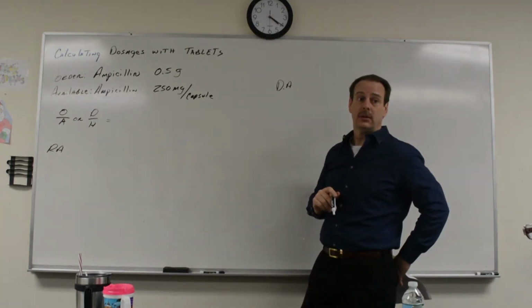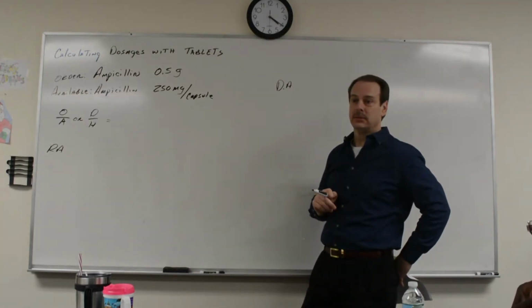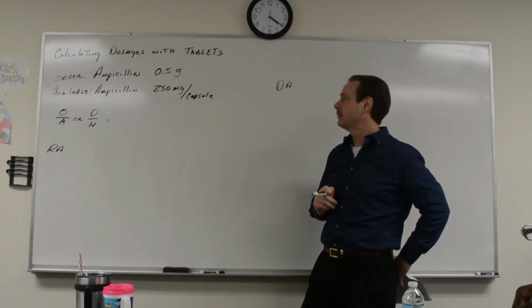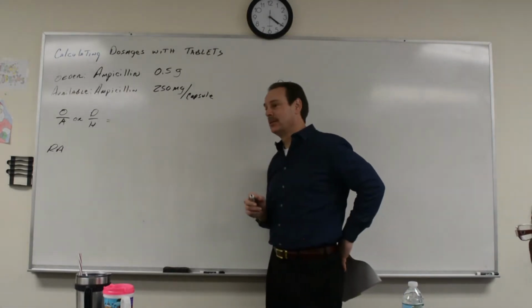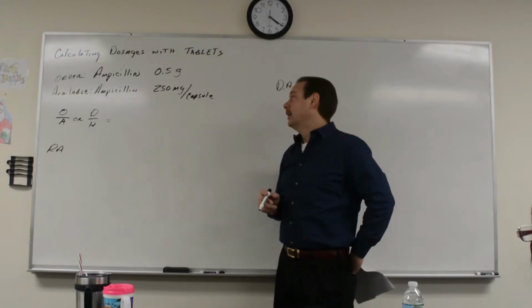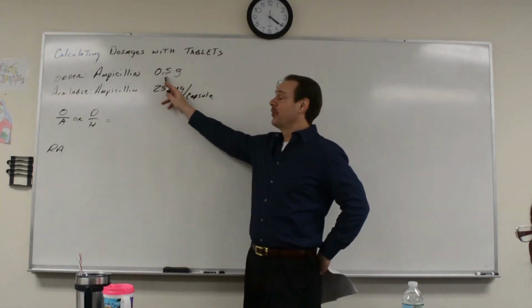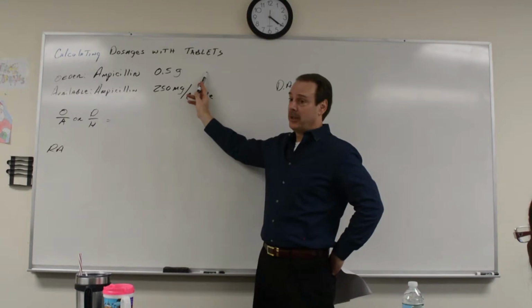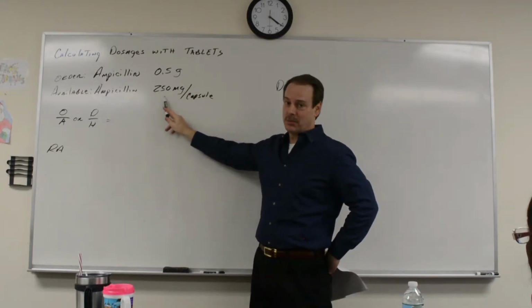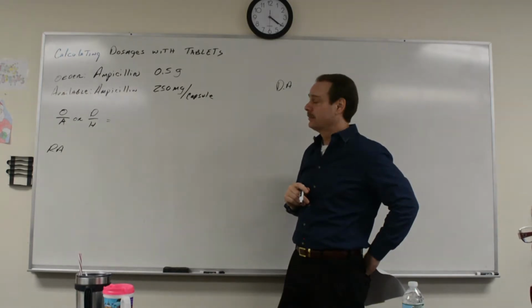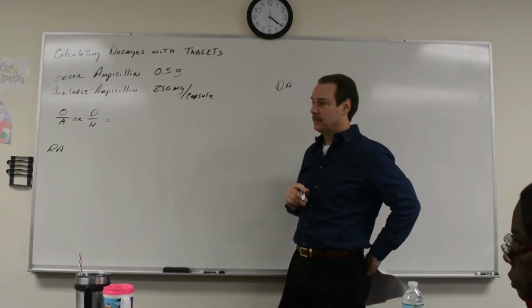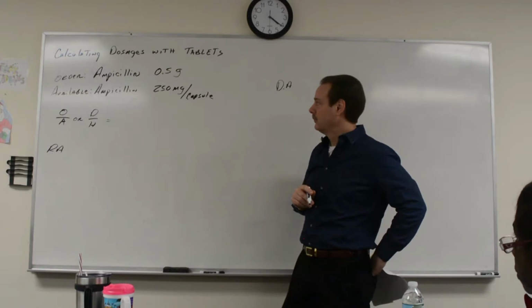Grams to milligrams. Milligrams to grams, right? It really doesn't matter which one we change. All we have to do is, if we want to change this to milligrams, move the decimal 3 places to the right. If we want to change this to grams, move the decimal 3 places to the left. I think milligrams, because we know the decimal point.